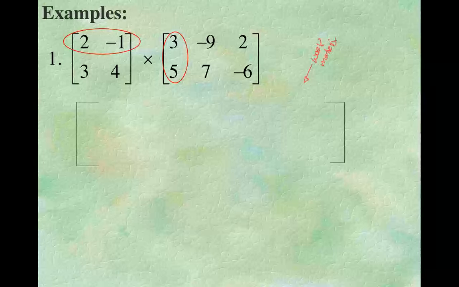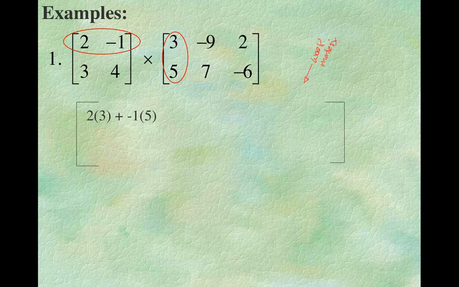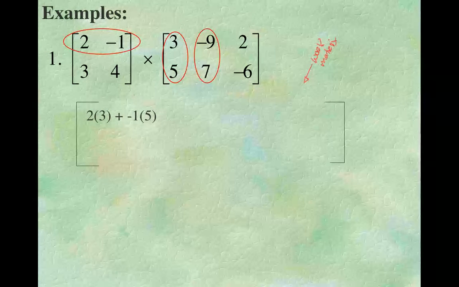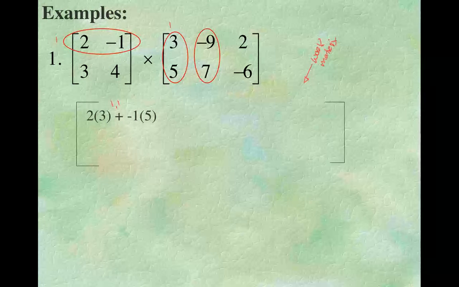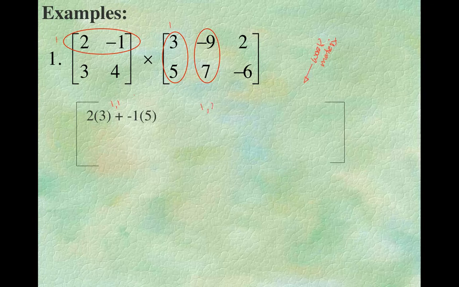Okay. So I've got 2 times 3, negative 1 times 5, and I'm adding them. So this is row 1, column 1. That's why this is 1, 1. That's the element, right? Row 1, column 2. That's going to go right here. Row 1, column 2. Okay, keep that in mind. So I'm going to have 2 times negative 9 plus negative 1 times 7.